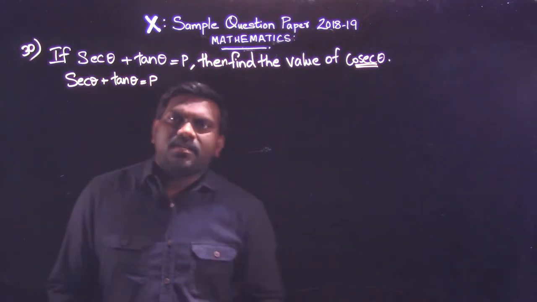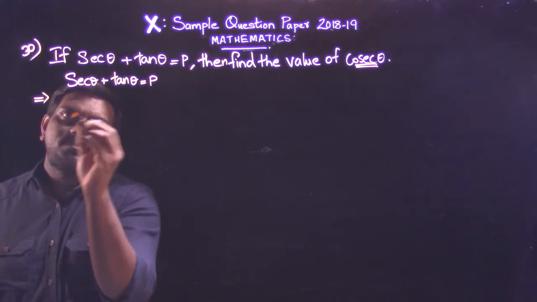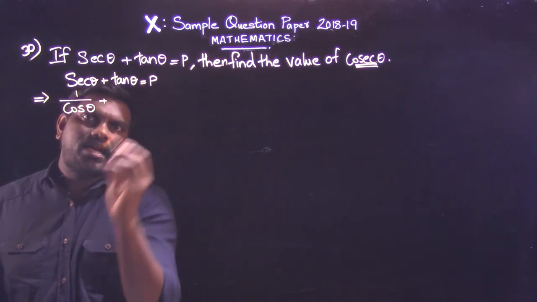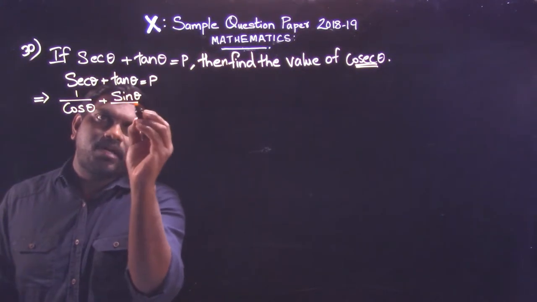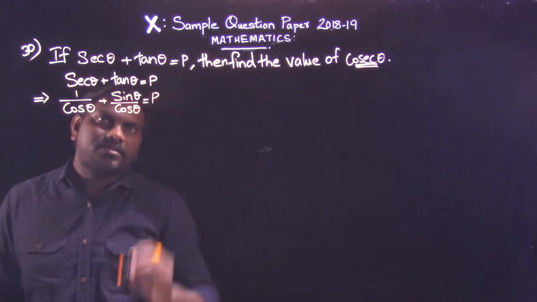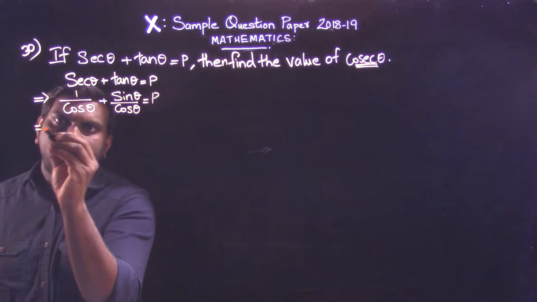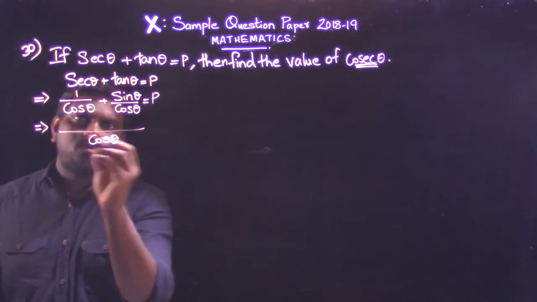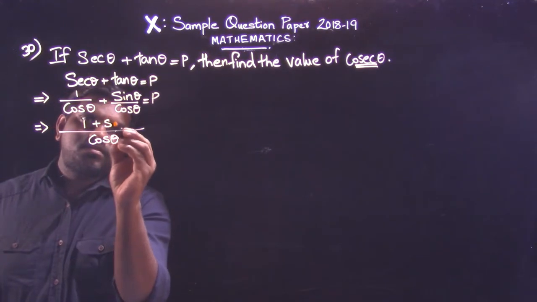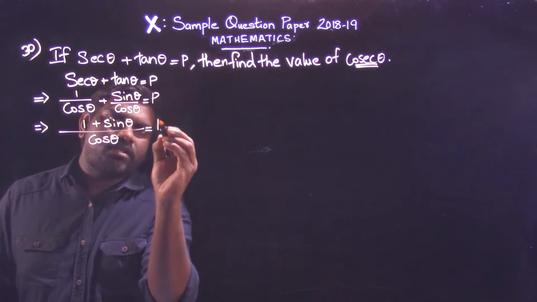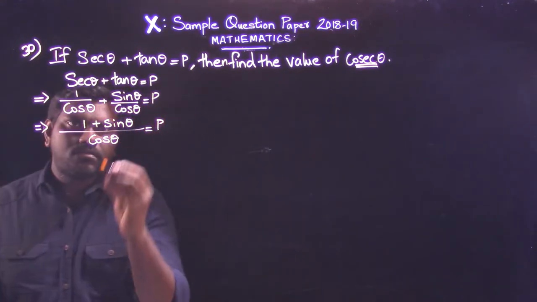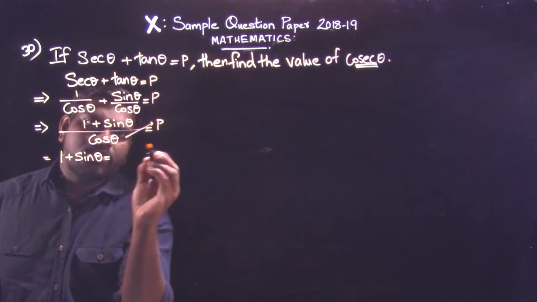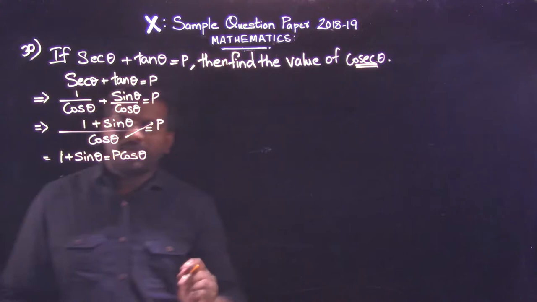Okay, let me see how we can solve this question. Now this one could be written as, sec could be written as 1 by cos theta, plus tan could be written as sin theta by cos theta, that is equal to P, isn't it? Can't I write like this? Now on to the LCM, I will get cos theta because that is common in both the denominators, and I just need to simply add these numerators and write equal to P. Clear? Now cross multiply this thing, what will I get? 1 plus sine theta is equal to P cos theta. P cos theta. Clear?